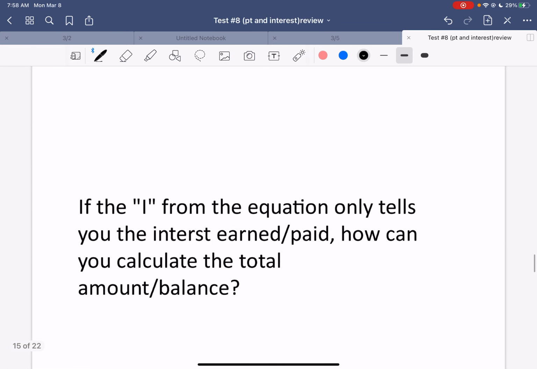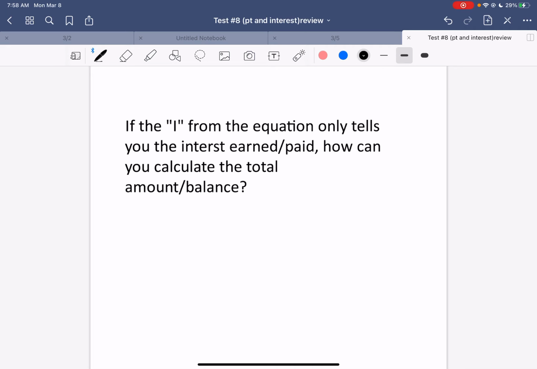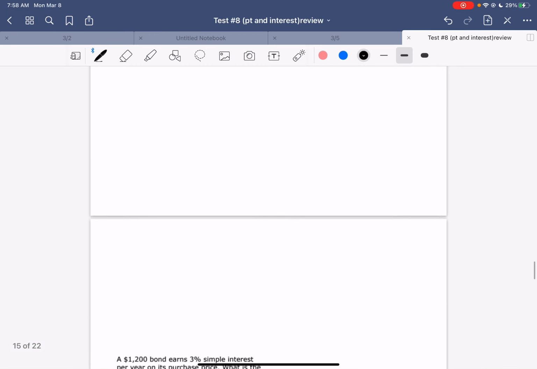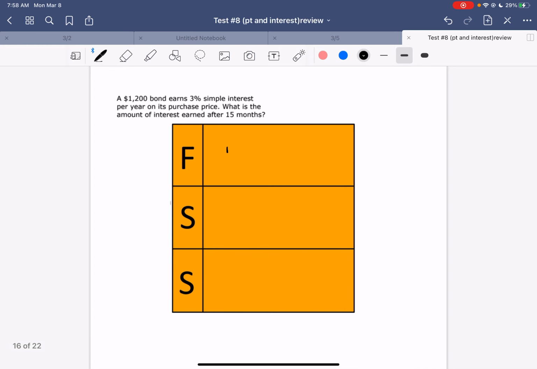So I equals PRT. From here, each of our letters is going to be substituted. A $1,200 bond earns a 3% simple interest per year on its purchase price. What is the amount of interest earned after 15 months?